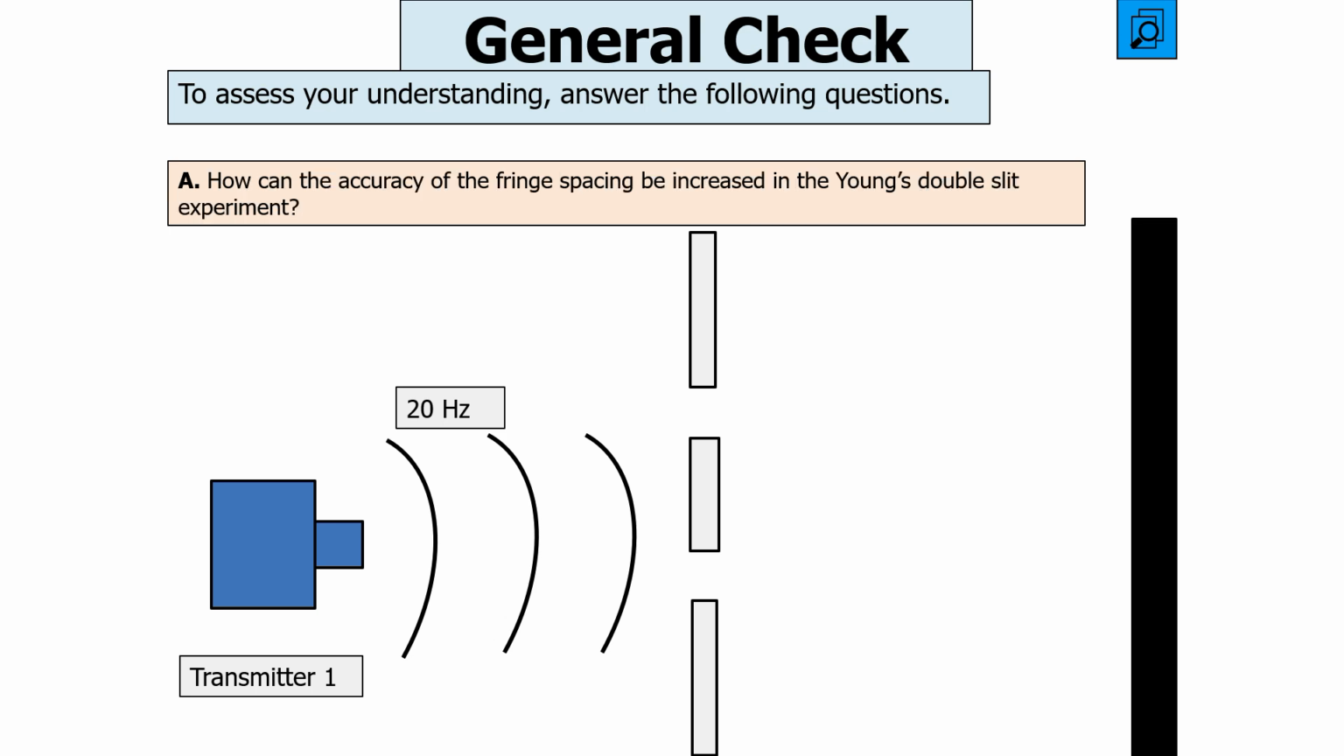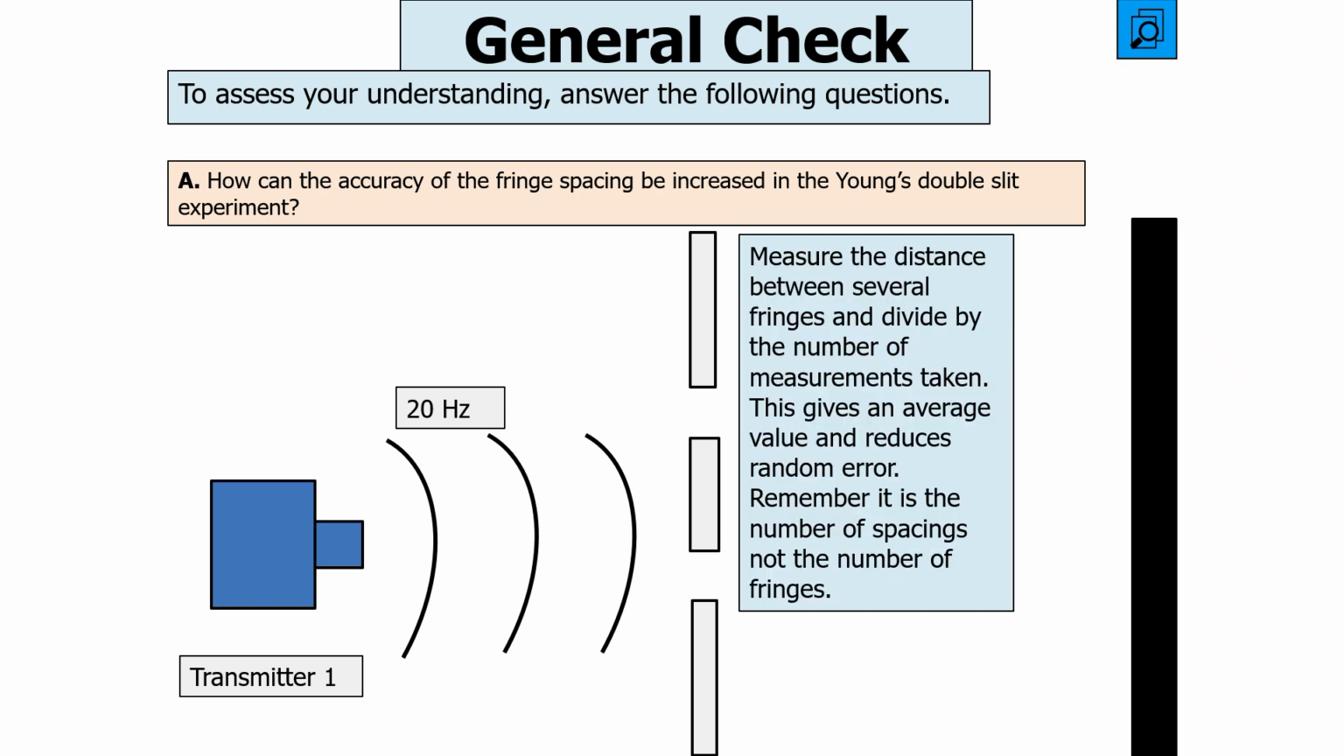How can the accuracy of the fringe spacings be increased in the Young's double slit experiment? Well, measure the distance between several fringes and divide by the number of measurements taken. This gives an average value and reduces random error. Now remember, when you're taking your values though, it's the number of spacings, not the number of fringes, that you will divide by.